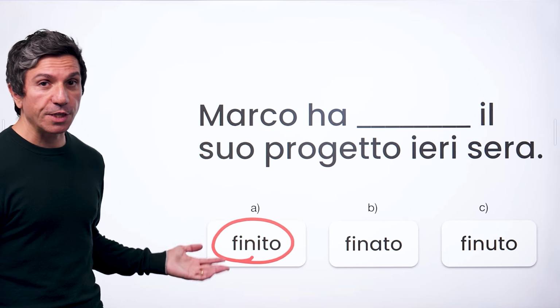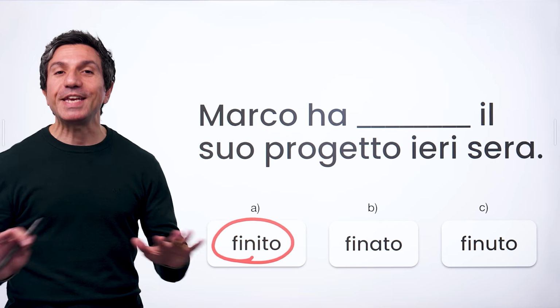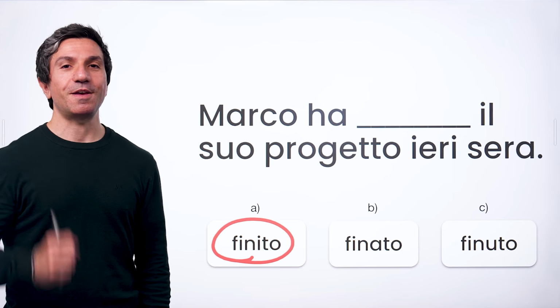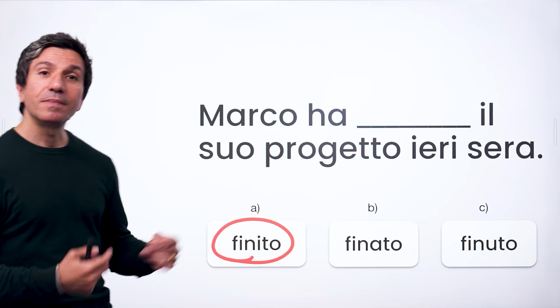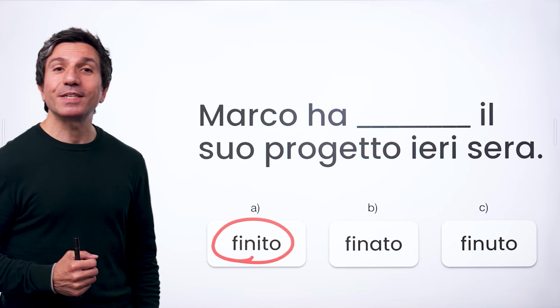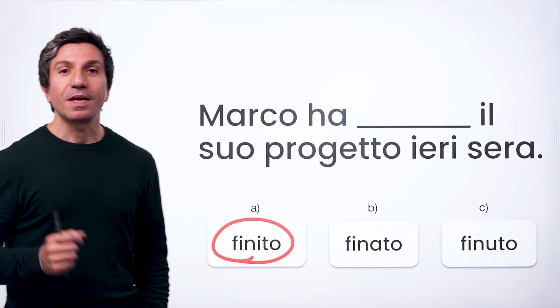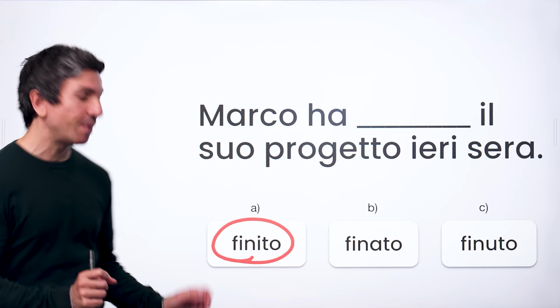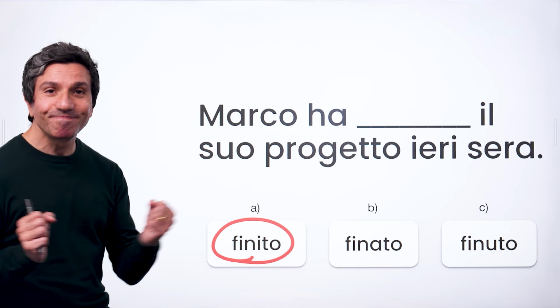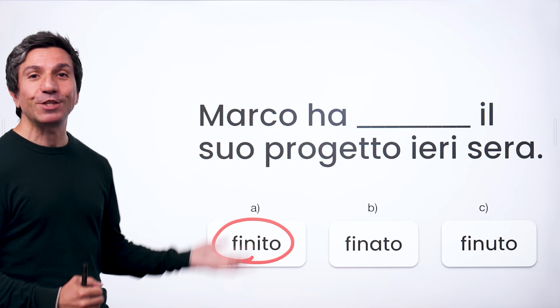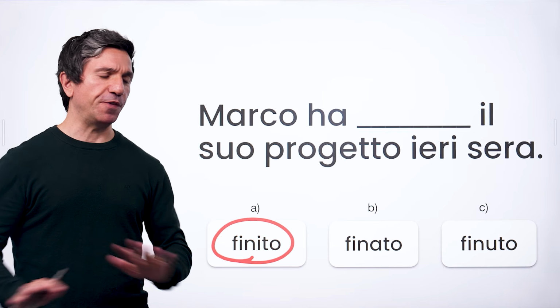We use finito here because finire is a regular ire verb. We use the verb avere in the present, ha, plus the past participle finito, given by the base of the verb finire, fin, and the ending ito. So Marco ha finito means Marco finished.